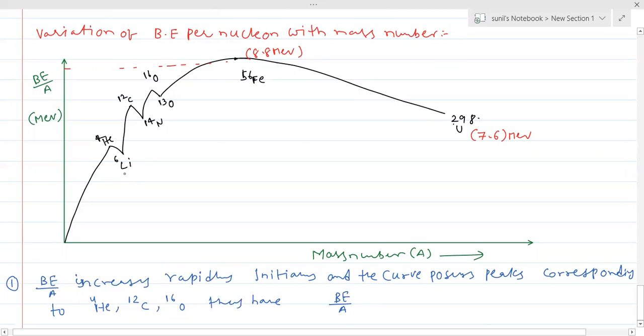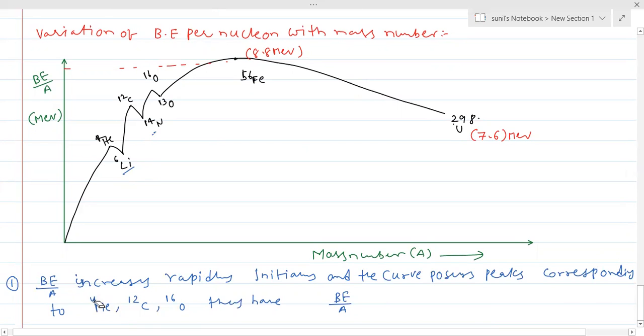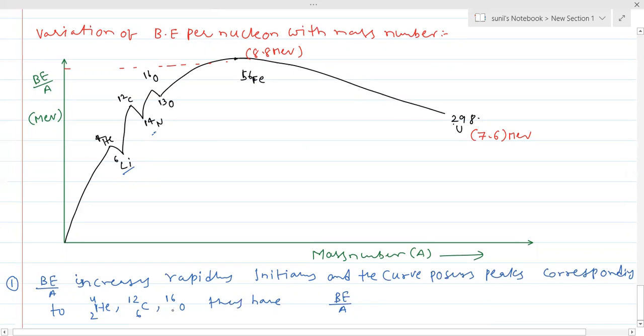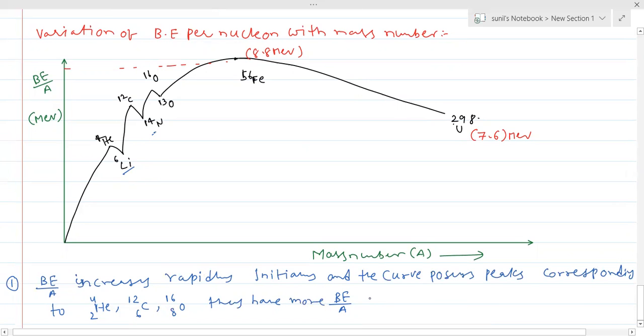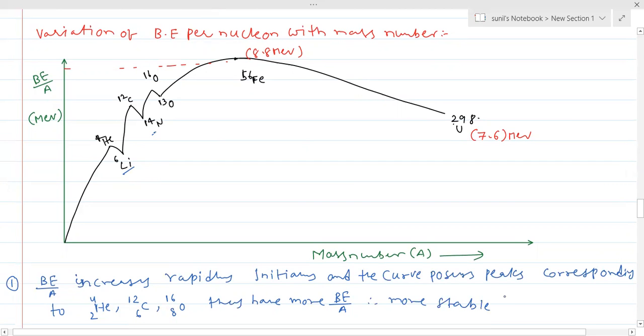So in the graph, let us see 3 lithium-6 and 7 nitrogen-14. We are having 2 helium-4, 6 carbon-12 and 8 oxygen-16. They have more binding energy per nucleon. So therefore, they are more stable. We will see that they have an even number of nucleons.